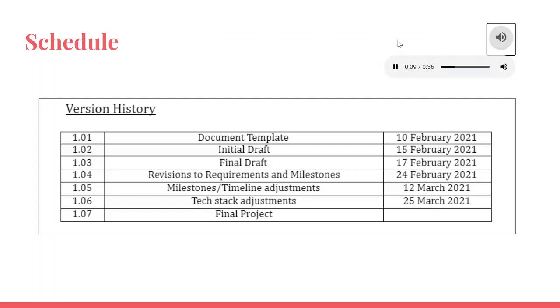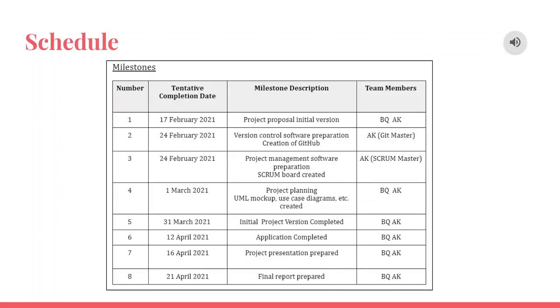We started off with a template in order for us to know what our draft should consist of, and then we started off with our additional draft. Given more work towards the project, we were able to make necessary changes towards the initial draft. By February 14, we were able to come up with a good milestones and requirements list. Tech stack have also been adjusted as time went by, leading to today's final project.